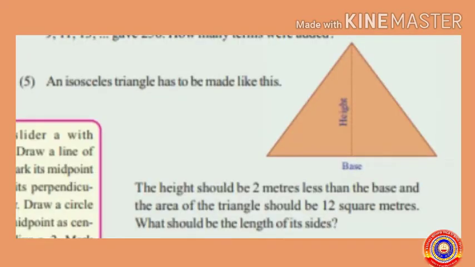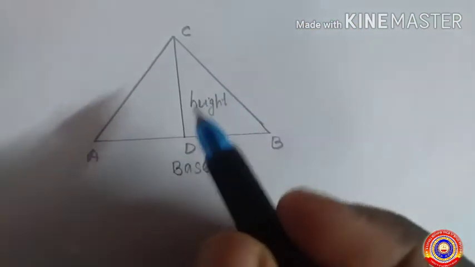Question number 5. An isosceles triangle has to be made like this. The height should be 2 meters less than the base and the area of the triangle should be 12 square meters. What should be the length of its sides? Okay, here we have to find the length of its sides.